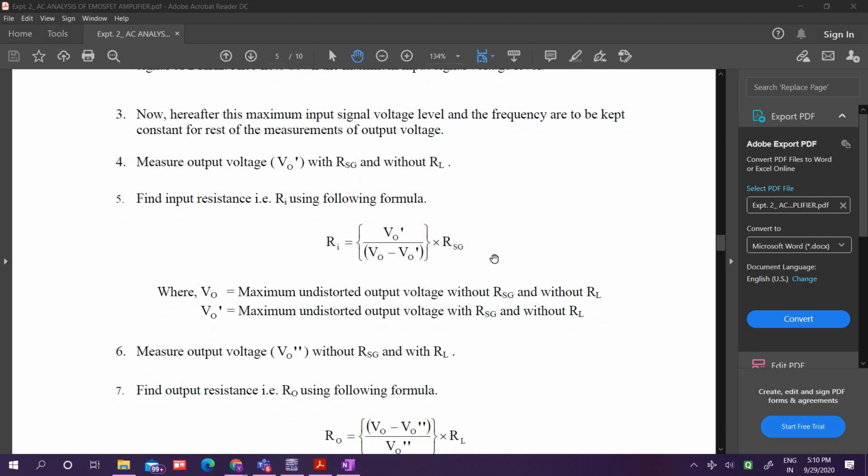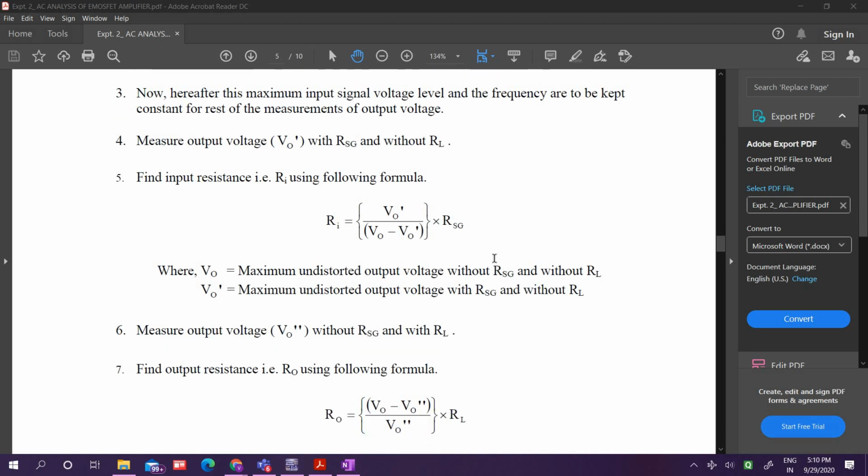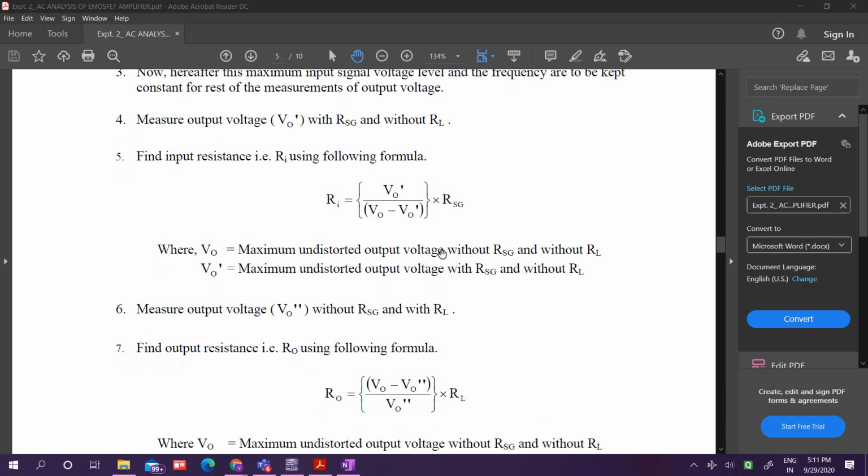In the first section, for finding the RI, we connect the RSG in the network. For that condition the formula will be RI is equal to VO dash upon VO minus VO dash into RSG. RSG is nothing but the resistance connected at the input side. Again it will be greater than the RI value, that is the value of the parallel combination of your voltage divider network.